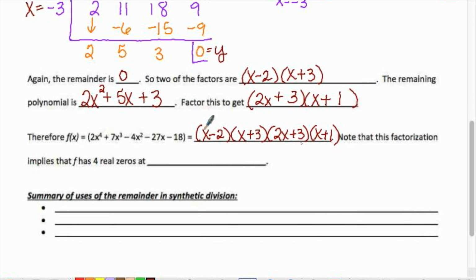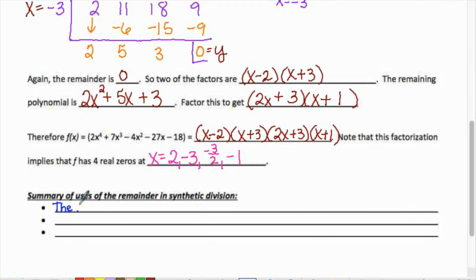Note, this factorization implies that f has 4 real zeros. Well, if you know the factor, you know the 0. If x minus 2 equals 0, then x would equal a positive 2, a negative 3. Here we would subtract the 3, divide by the 2, so a negative 3 over 2, and subtract the 1, negative 1.